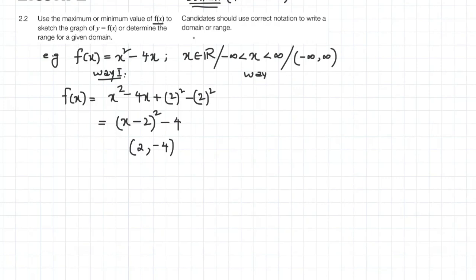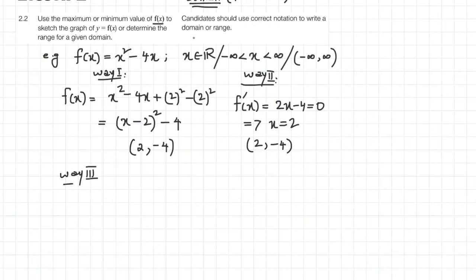What is way 2 of getting the vertex? Just like we did earlier, differentiation. f prime of x is going to be 2x minus 4, put it equal to 0, and this will give you x equals 2. Similarly, you can get the y value by substituting this x back into the given function, which is negative 4.